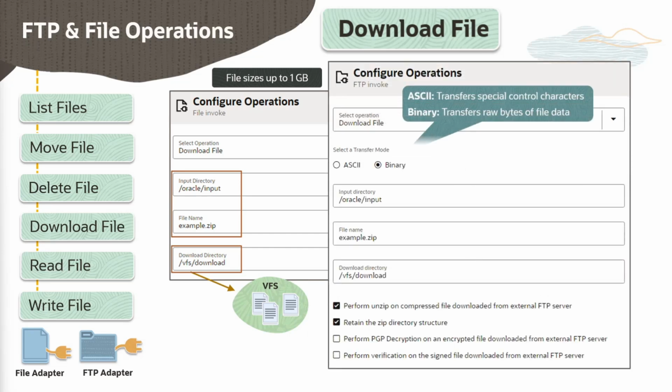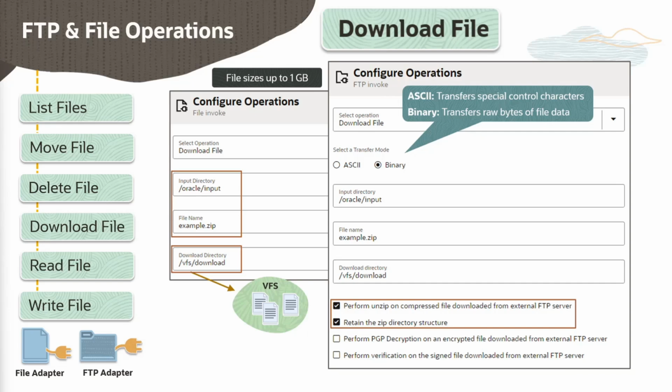However, for the file adapter, you also specify a transfer mode, binary, which only transfers raw bytes, or ASCII, which transfers special control characters for data formatting. Notice that the FTP adapter can unzip an archive file for you automatically if required. The file adapter does not have the capability, so you would need to do that with a separate flow action later if needed.